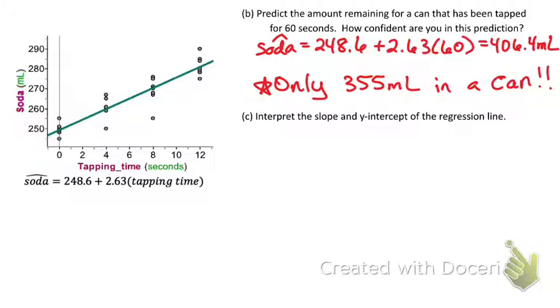All right, real quick, before we move on, let's talk about the interpretation of the slope and the y-intercept. So if you look at this equation, which value is the slope?